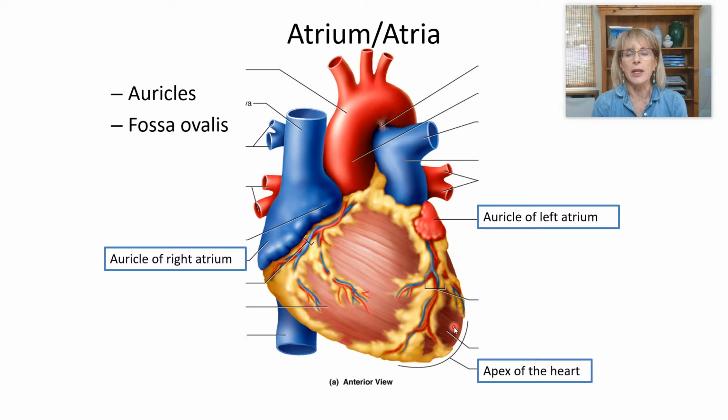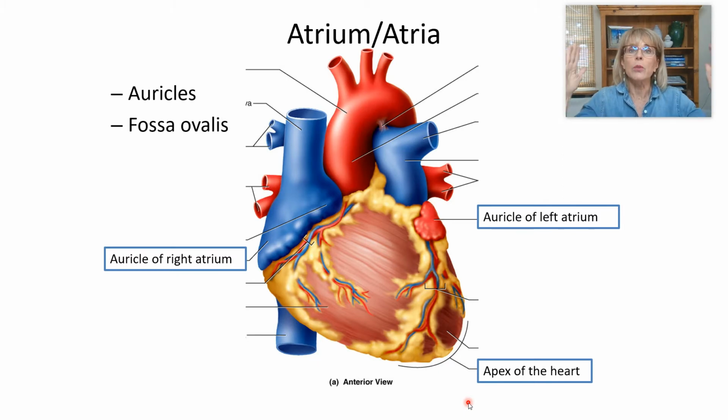Let's talk about the atria. The atria are the upper chambers of the heart, and they're the smaller chambers. The ventricles are the larger chambers, and they are the lower chambers. The pointed end of the heart, where the ventricles are, is called the apex of the heart. That seems confusing to me because I always think of the apex as being the top, but it's the pointy part, so that's the apex of the heart.